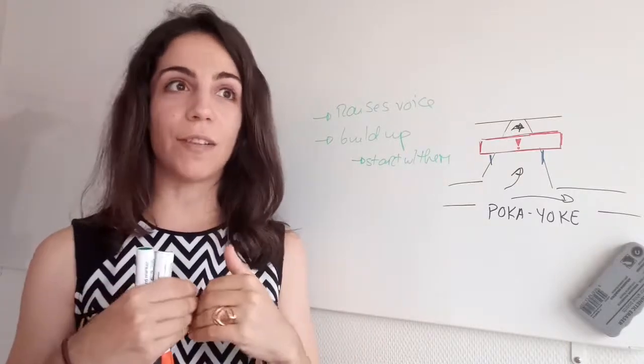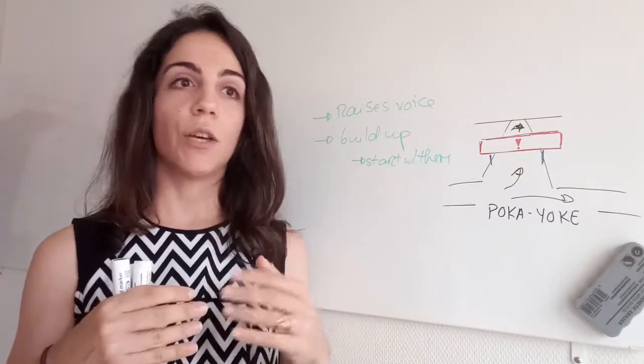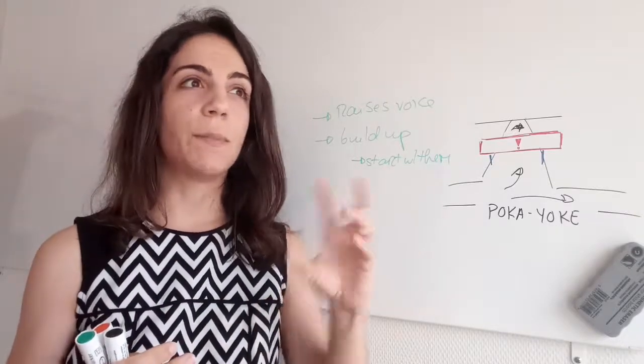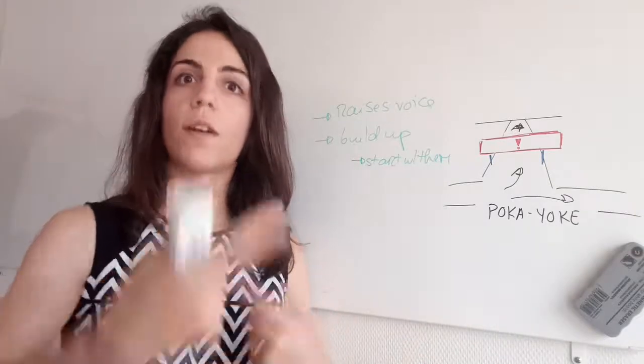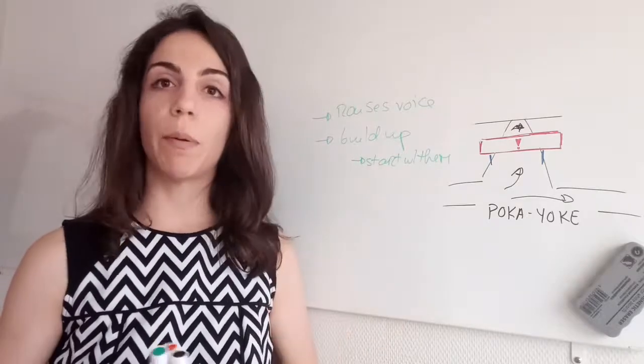Is it because you have different ways of seeing things? Is it because you have different ways of working? Is it a specific behavior? What is the trigger for that symptom to develop? And then you develop a Poka Yoke.